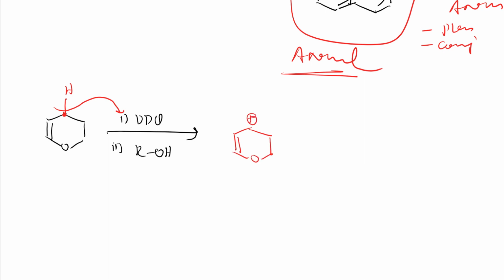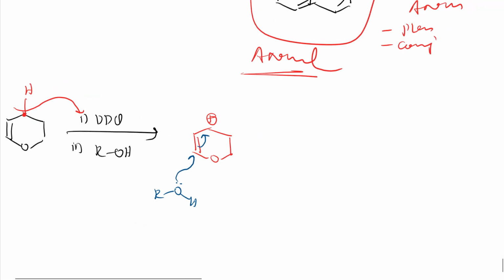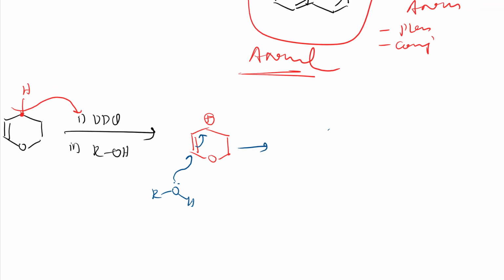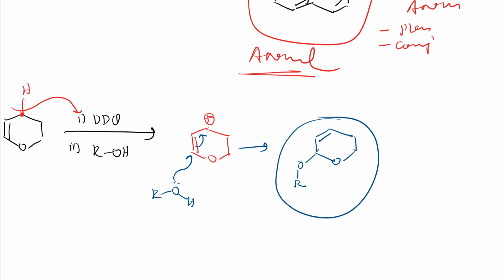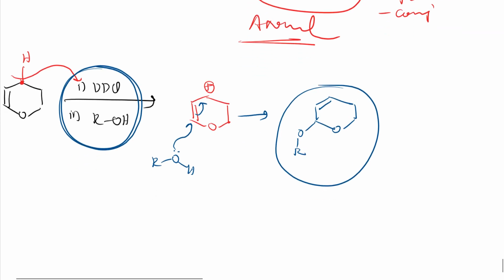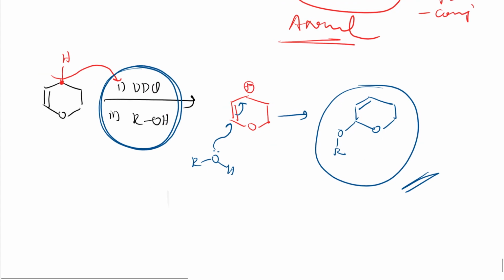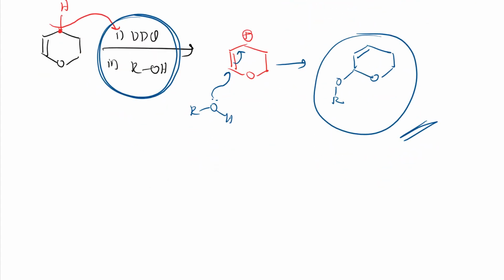Since we have this alcohol in the solution, so see here, from this it will attack here, this pi bond will shift and that positive charge becomes neutral, right? So I'll get this product, OR here and pi bond is shifted here. I'll get this product. So it happens only when DDQ is in presence of some solvent like alcohol. So this is how we get this product. So I'll give you one more example, right?